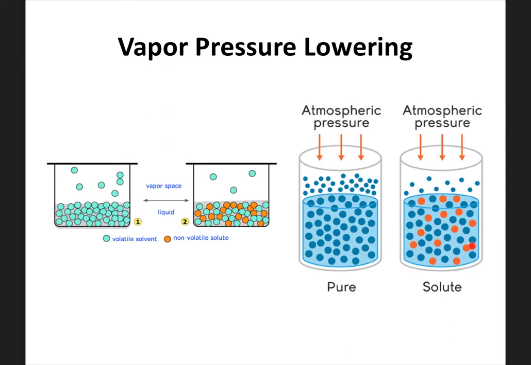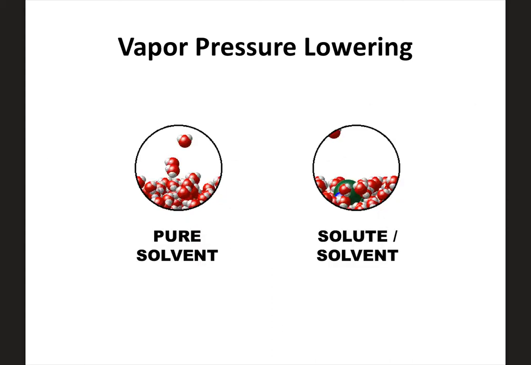But as soon as you add the solute and you're forming your solution, you definitely have less molecules entering the gas phase, so it would have a lower vapor pressure. Anytime you're forming a solution, once you add that non-volatile solute, you're going to have the vapor pressure of the solvent being lowered. Again, on this slide, you can see this idea of the vapor pressure being lowered.